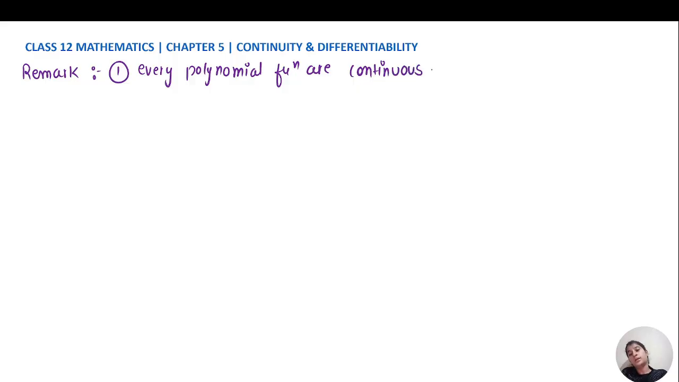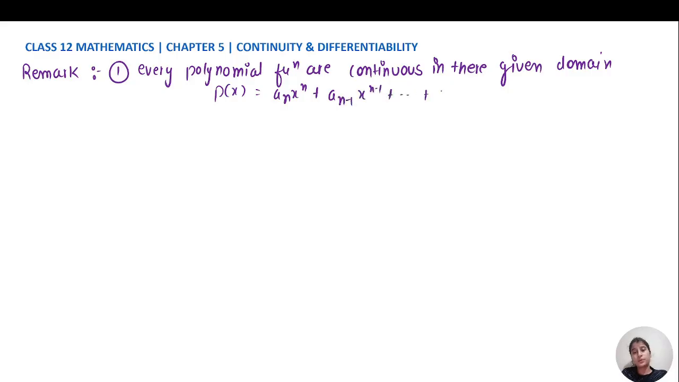Remarks. The first one is very important, that is, every polynomial function is continuous in its given domain. That means polynomial functions are of the form, say, a_n x raised to n plus a_(n-1) x raised to n minus 1, and so on up to a_0. So our polynomial functions are always continuous in their respective domain, the domain which we have selected.